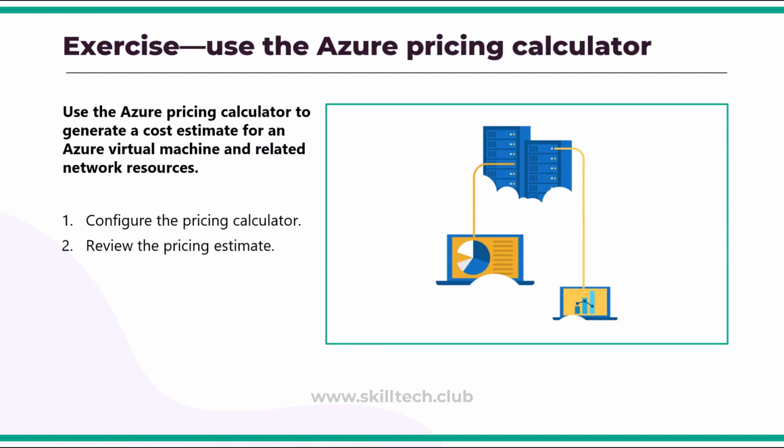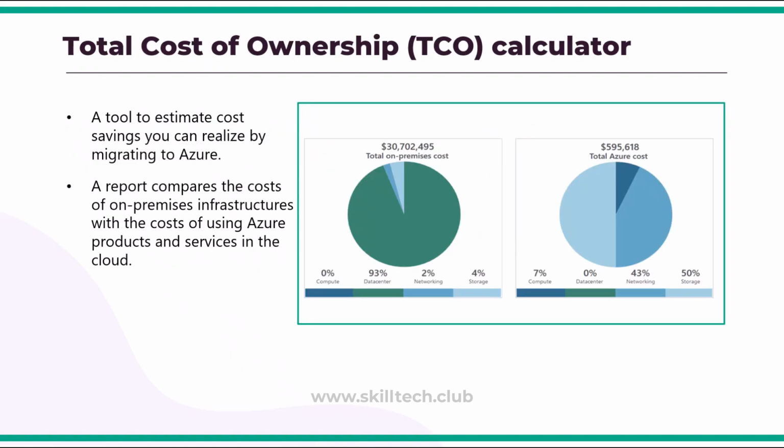But the next better question is, if I know how to use the pricing calculator, then I also need to know that if I move my on-premise resources to Azure, how much cost impact is going to be there. This answer is going to be answered by the TCO calculator, total cost of ownership. This is a tool which will give you an estimated cost of savings you can realize by migrating to Azure.